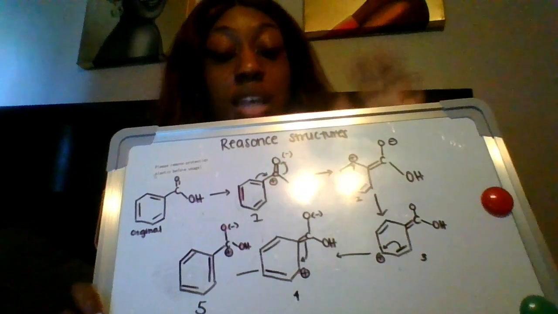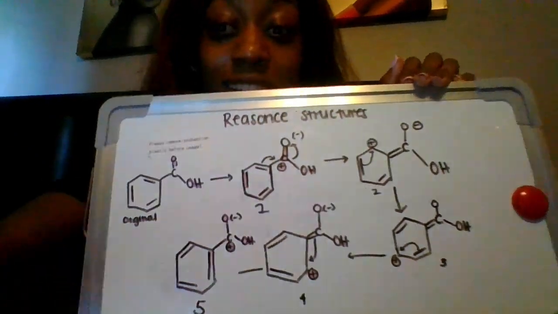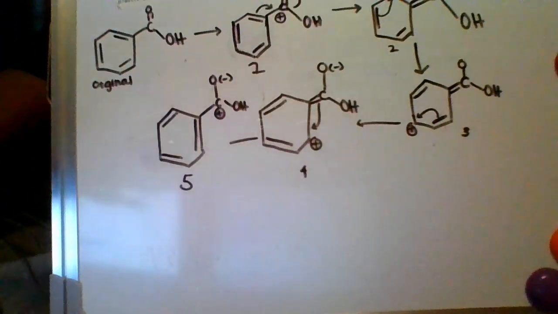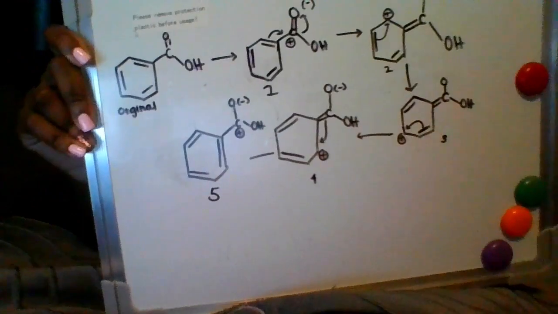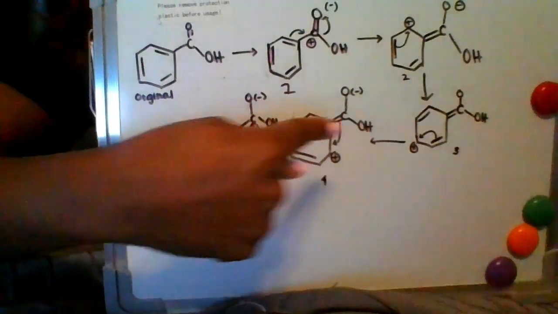Okay, so the second question is asking, are there any good resonance structures for benzoic acid? And there are. There are 5 of them. I wrote the original one over here, and then we're just going over here.